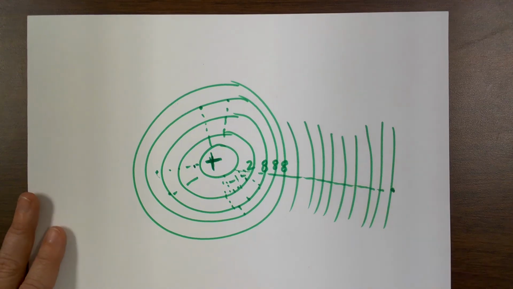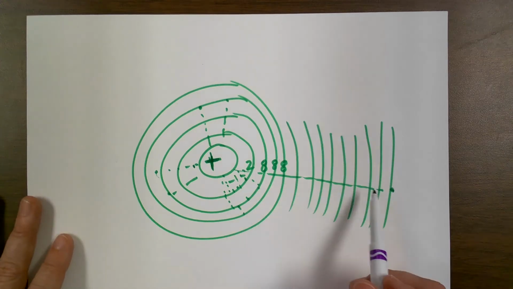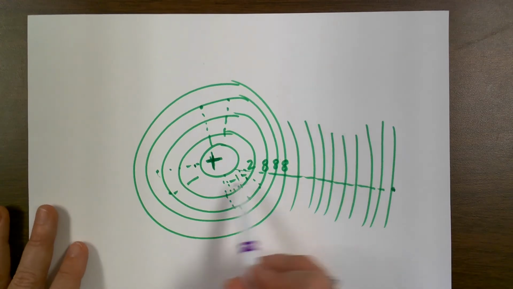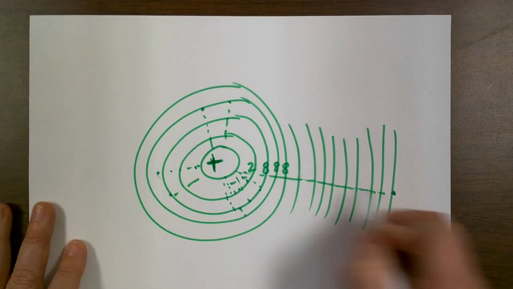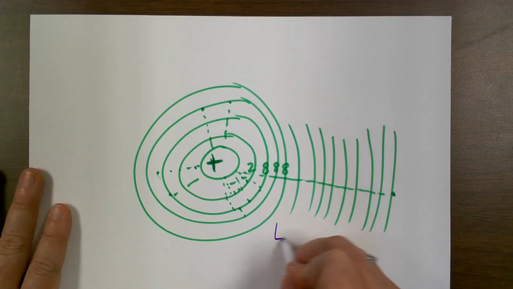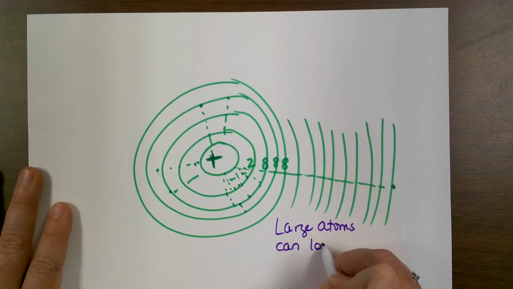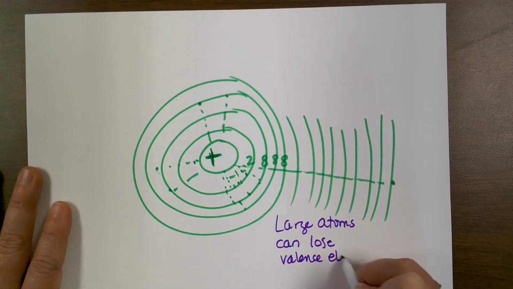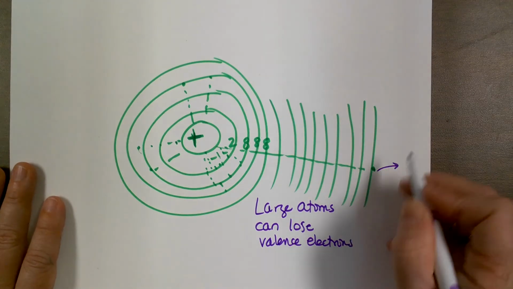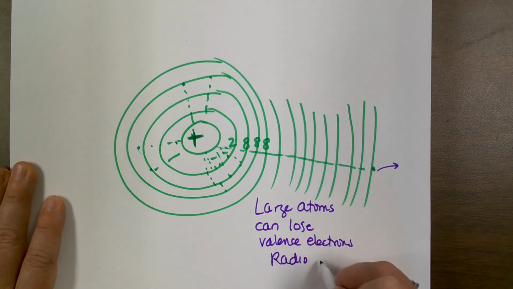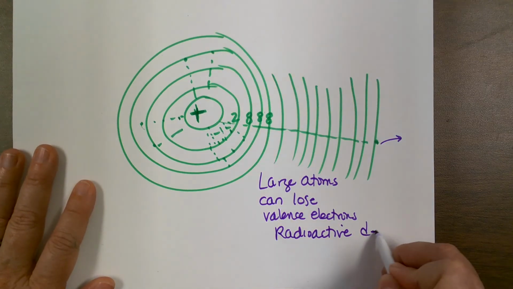Okay, now magnets, positive and negative love each other, but if you pull a magnet a short amount away, it'll snap back together. But if you pull it far enough away, there's not as much of an attraction because of distance. So large atoms can lose valence electrons, and when they do that, it's called radioactive. And we say that the process of losing that is radioactive decay.